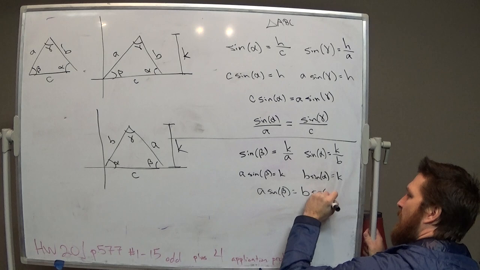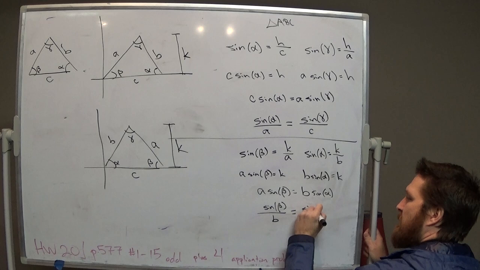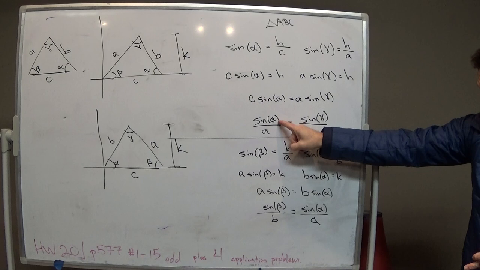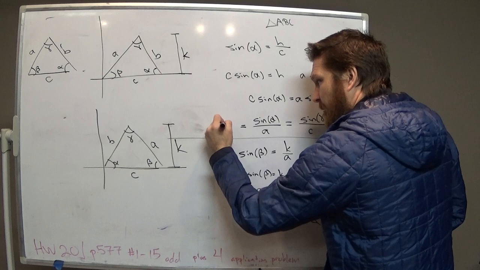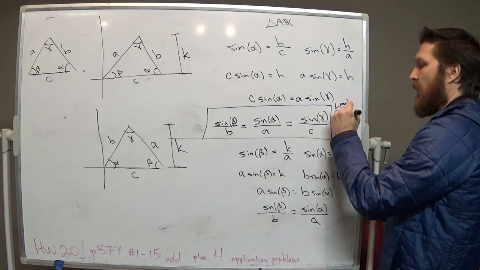So now I'm going to divide through, and I get that sine beta over B is equal to sine alpha over A. They're all equal. Because sine alpha over A is equal to sine beta over B, we get all that right there. And we get everybody now, sine beta over B. And so this right here is called the law of sines. Law of sines.